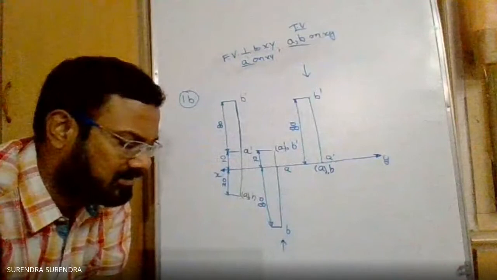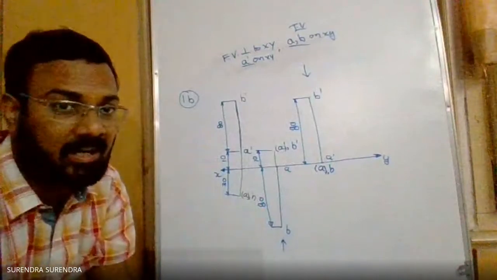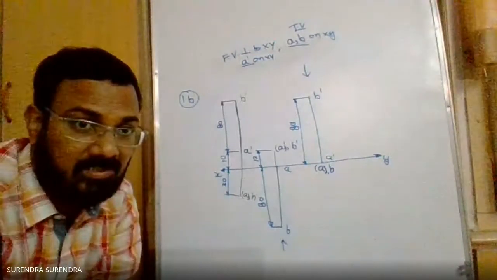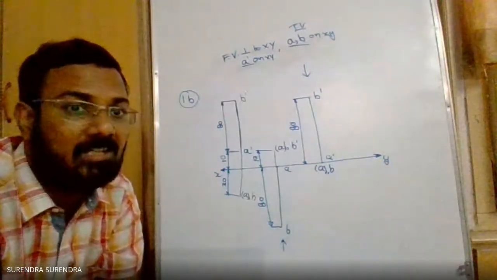And in most of the cases, the points which are nearer to XY line are hiding. One more way is that the points which are nearer to XY line are hiding.